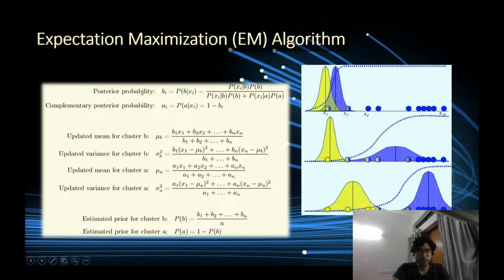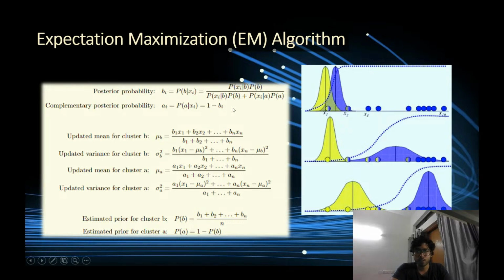So what you do is you calculate the posterior probability, which is P of B given xi. What does this mean? As I was saying, B is, let's say, the blue Gaussian. What is the probability that this xi point belongs to the blue Gaussian? This is the physical meaning of P of B given xi, right? Similarly, you calculate Ai, which is the probability that this xi point belongs to this yellow Gaussian.